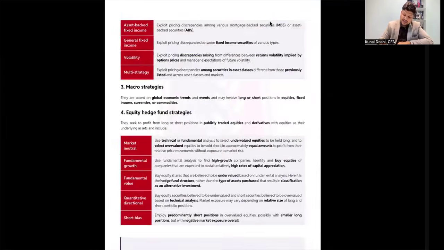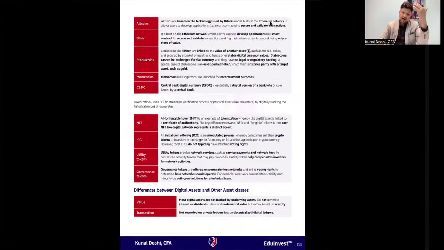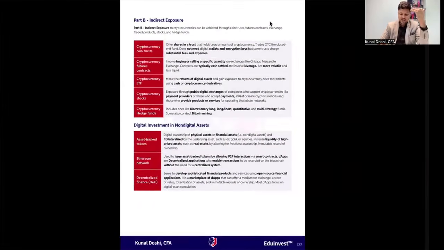Right. The rest of the topics don't have formulas, including digital assets and all. There is no formula. That's it.